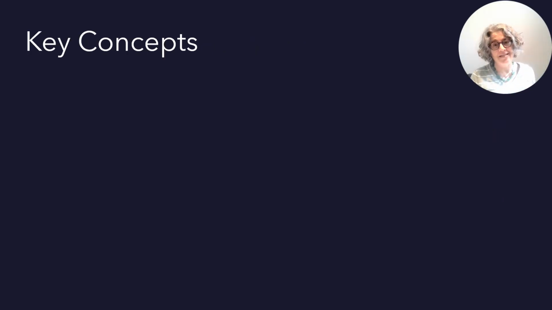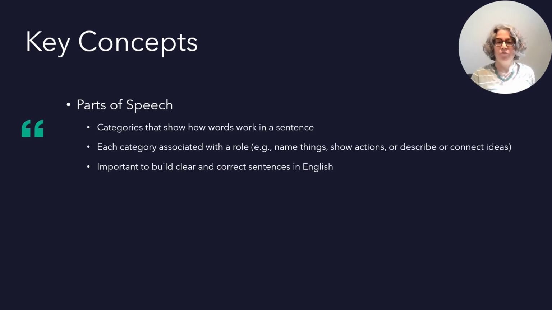So let's look at some key concepts in relation to word forms and vocabulary. The first one is parts of speech. Parts of speech refer to categories that show how words work in a sentence, and each category is associated with a particular role. So nouns, for example, name things, verbs show actions, adjectives describe things, and other words connect ideas. All of these different parts of speech are important to build clear and correct sentences in English.